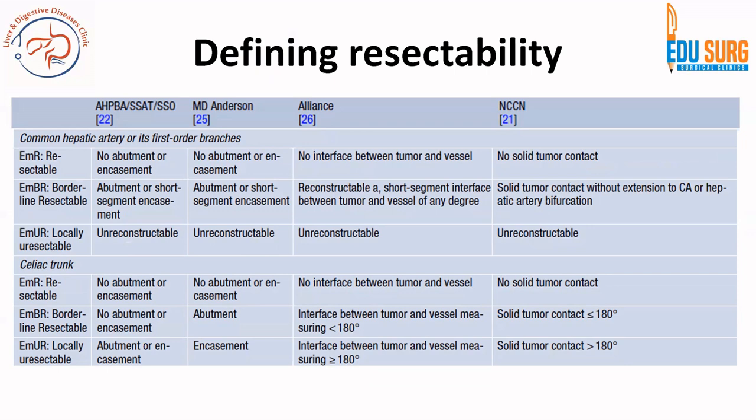For all cases, unreconstructible involvement is locally unresectable. For arteries, more than 180-degree involvement is locally unresectable. And for borderline resectable, in case of arteries, the interface should be less than 180, right? So this is something that you have to understand. For common hepatic artery, it's important that you understand that Appleby has given a very different concept based on the involvement of gastroduodenal artery, but that is beyond the scope of this definition. So we will not confuse you.